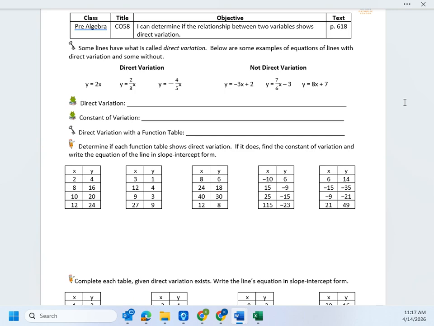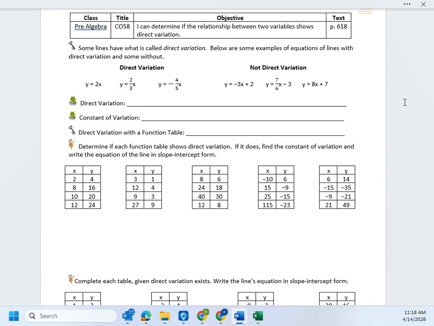Okay. So CO58 is I can determine if the relationship between two variables shows a direct variation. So some lines have what is called a direct variation. Below are some examples of equations of lines with direct variation and some without. So look at our direct variation examples and look at our not direct variation examples.